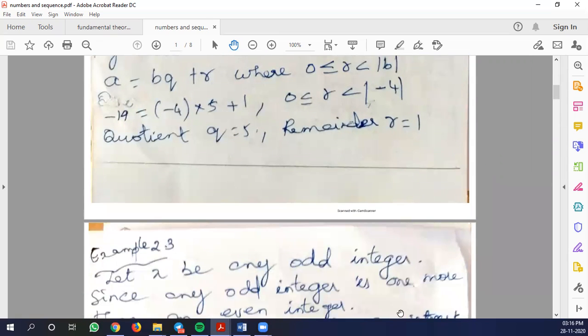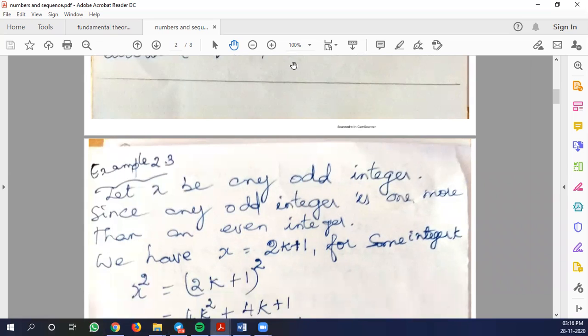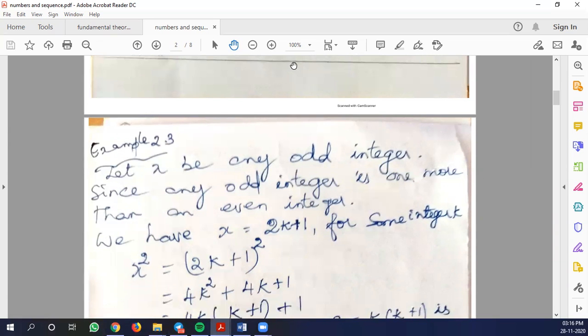Now the next sum is in page number 40, example 2.3. Show that the square of an odd integer is of the form 4q plus r for some integer q. So what we are going to take: let x be an odd integer. Then since any odd integer is 1 more than an even integer, for example, if I take 2, 2 is an even number. Okay, if I add 1 to it, 2 plus 1 is what? 3. 3 is an odd number.